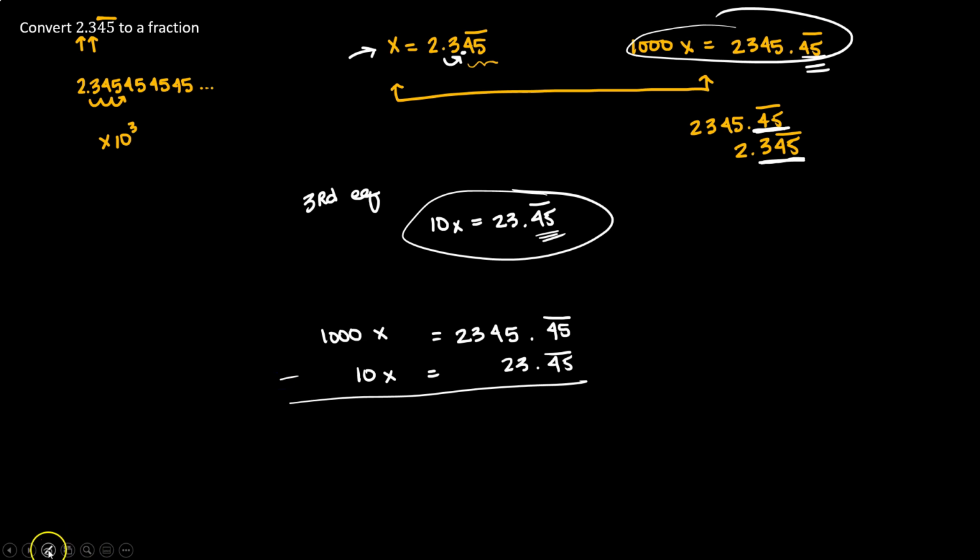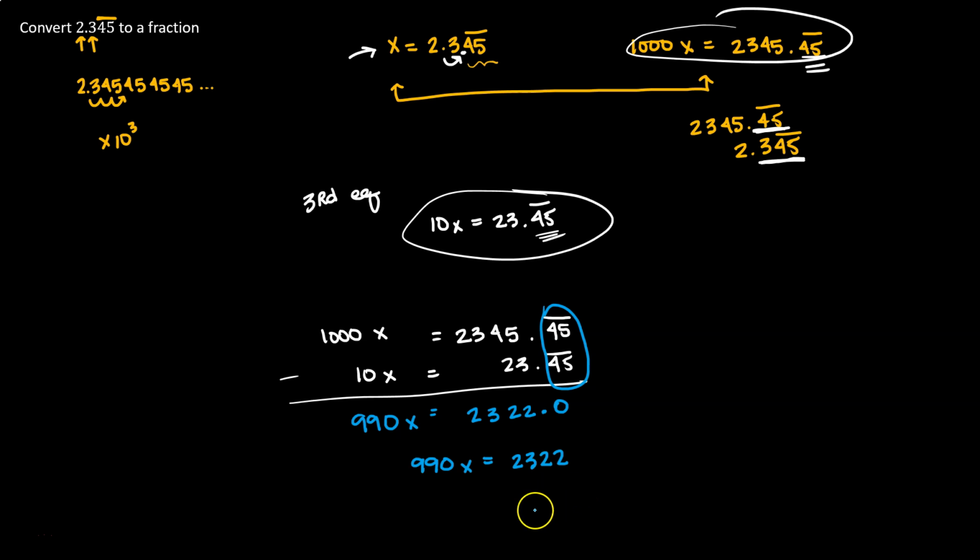Now, when I go to subtract my two equations, I see that the repeating part of my digits are going to subtract off. So instead of having 0.45 repeating, we have 0.0. We do need to subtract 2,345 minus 23. And then we also need to subtract 1,000 minus 10. That's going to give us 990x. Now again, we've created an equation that no longer has a repeating decimal in it. We just have integers. We can solve this for x by dividing both sides by 990.